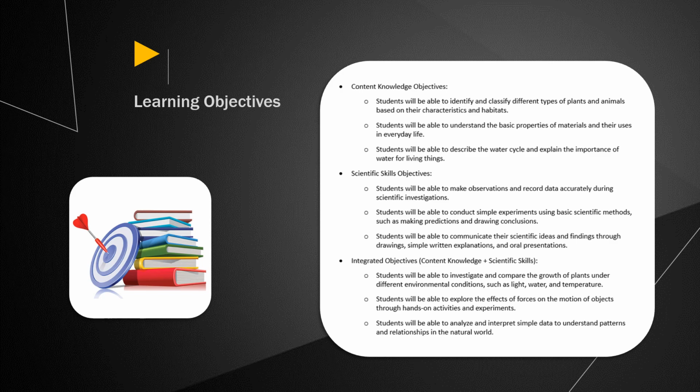Here are some examples of clear and measurable learning objectives for primary school science curriculum, addressing both content knowledge and scientific skills.